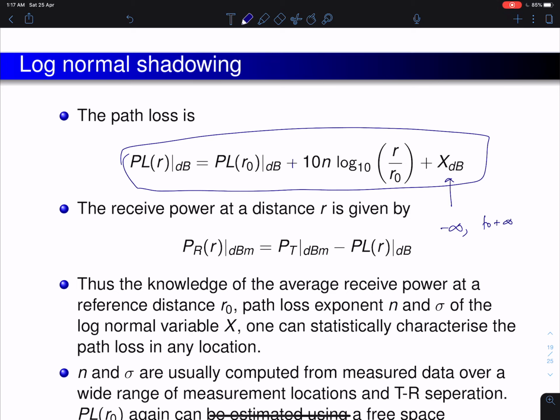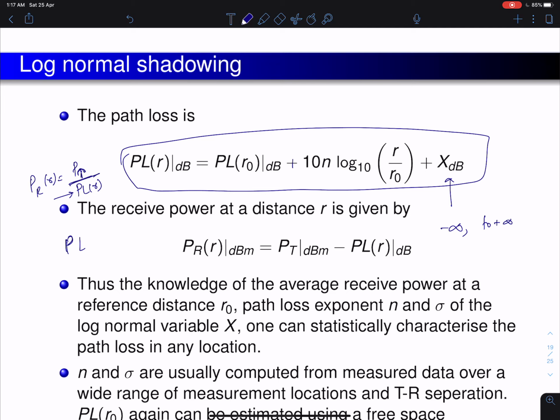Okay, so it will go from minus infinity to plus infinity. That should make sense, because if you recall, the received power at a distance r is simply given by the transmit power divided by the path loss at a distance r. Since path loss is a statistical number, around the mean it can have huge variations.